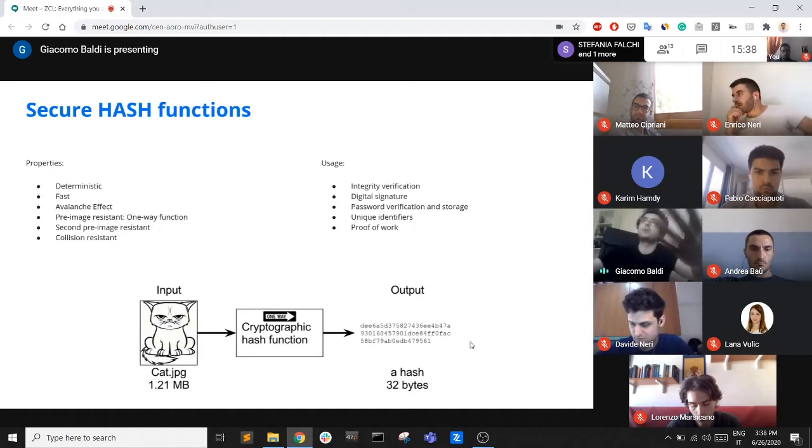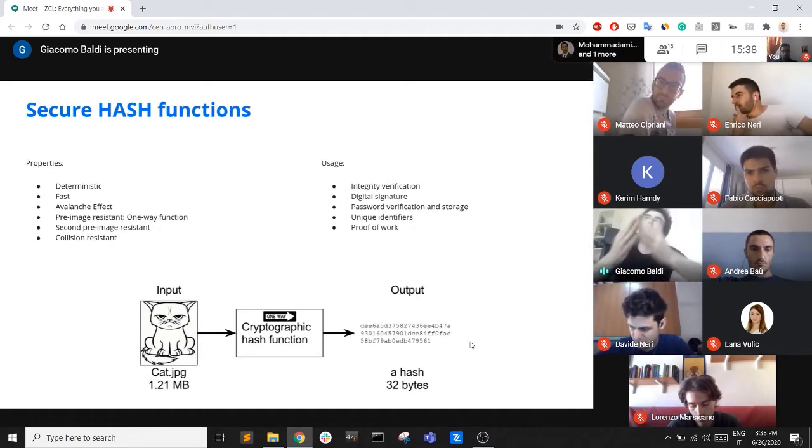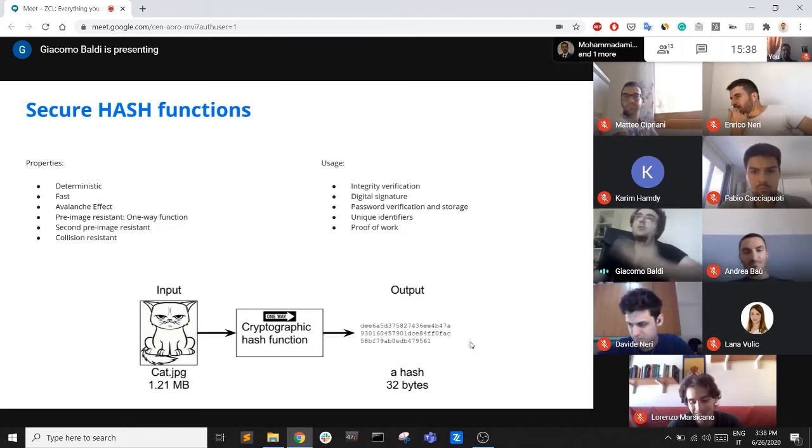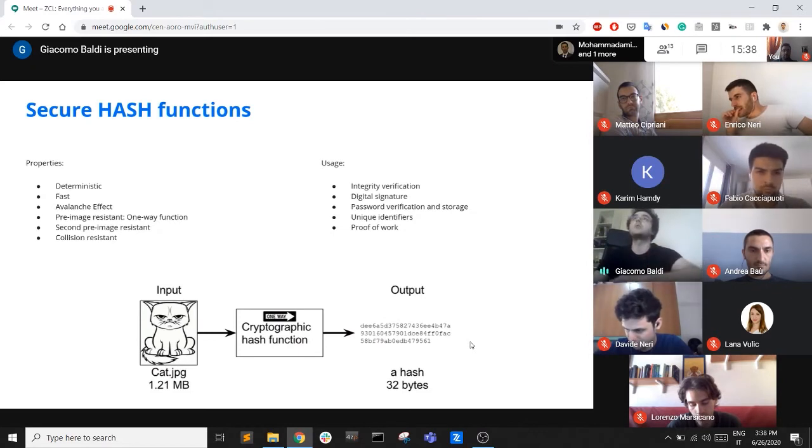If I give you the output, you can't do anything. But I want to help you because I pity you. You're a poor black cat and you cannot do anything because cryptography is strong. I want to give you the output and the cat. Find me another cat or another dog or another input or whatever that goes to the same output. You can't. It's still a difficult problem.